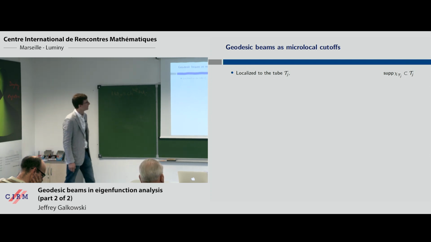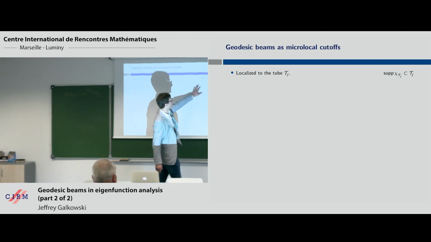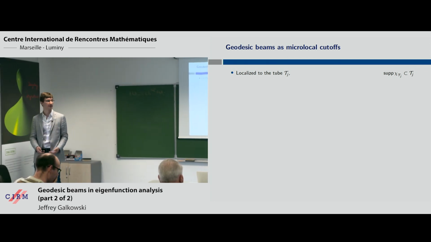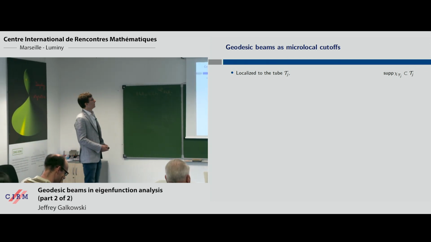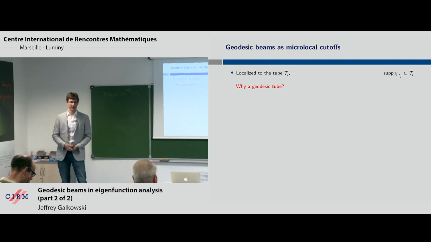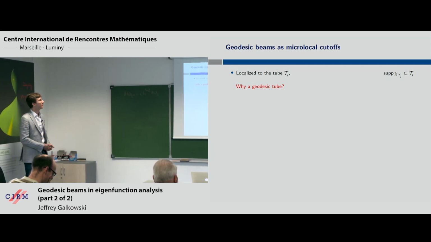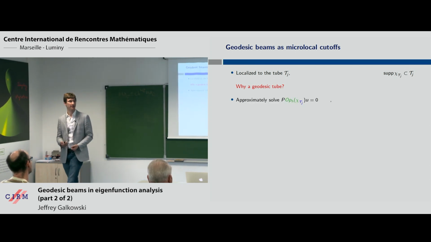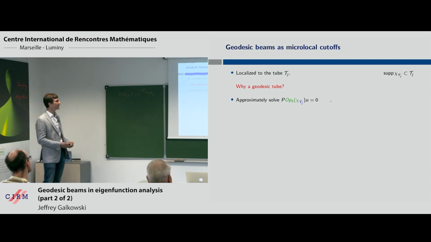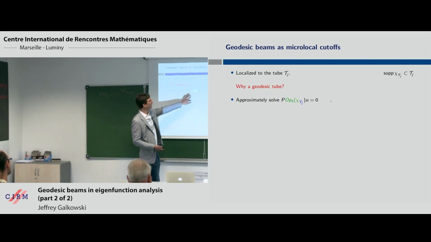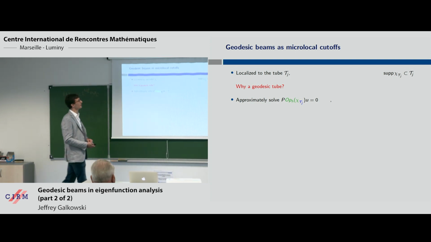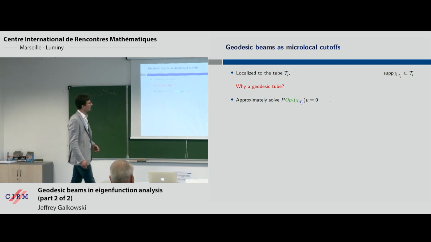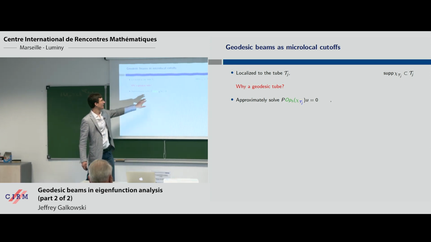But if I apply some microlocal cutoff like this to a function, it will be localized, in the sense of wavefront set, to a tube. Okay, why a geodesic tube in particular? Why a bicharacteristic tube? And the answer is again, it should respect the equation. If it doesn't respect the equation, then when I apply this cutoff, something bad will happen to me. I'll get something which is only big O of h, not something very close to 0. And all right, I should not lie to you quite this much here.